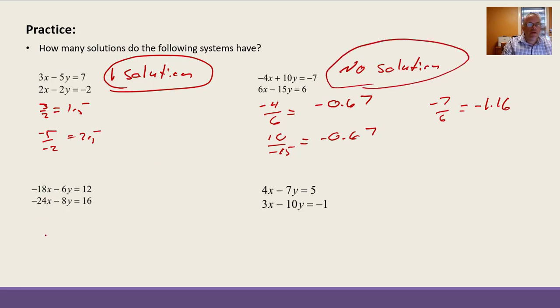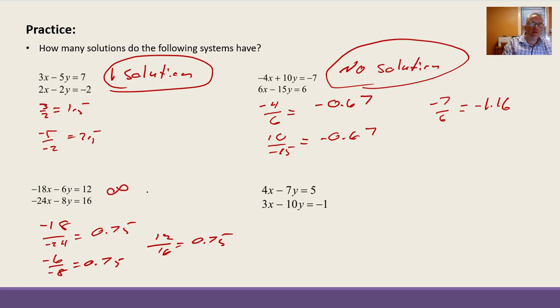All right, negative 18 over negative 24. That's 0.75. Negative 6 over negative 8 is 0.75. 12 over 16 is 0.75. All three the same? This is infinite solutions.